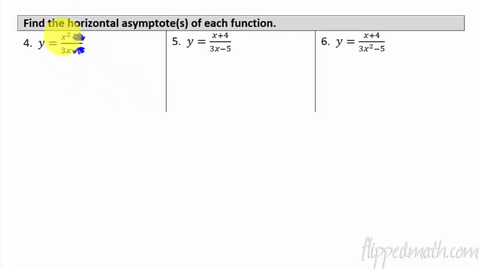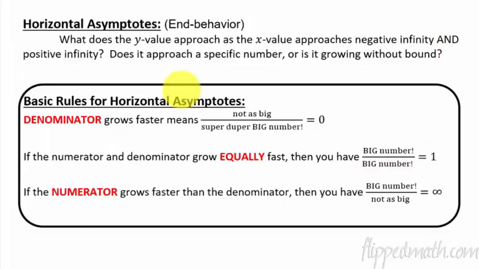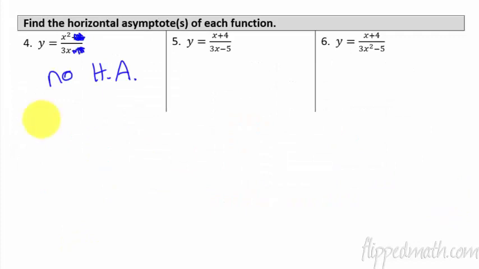So x squared is growing faster than 3 times x. That means the numerator is bigger on top than the denominator on bottom. Therefore, it is growing without bound. There is no horizontal asymptote for this one. If we go back here, that falls under this one. The numerator is growing faster than the denominator, so it's approaching infinity. So when it says find the horizontal asymptote, there isn't one.